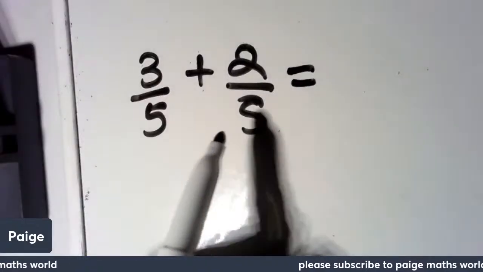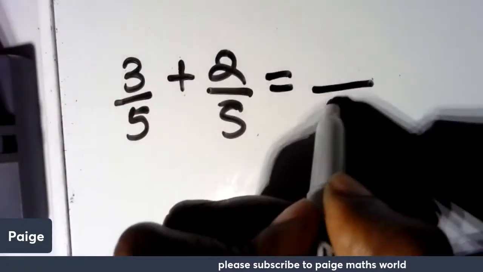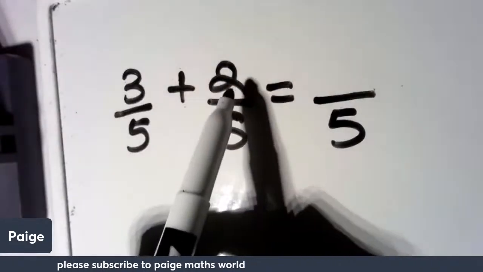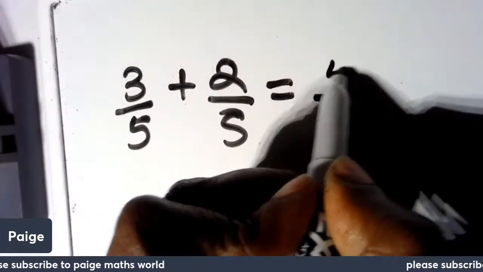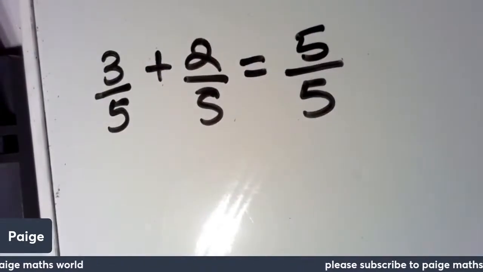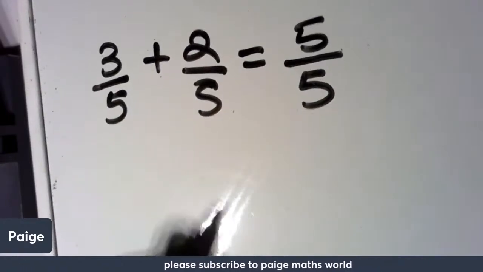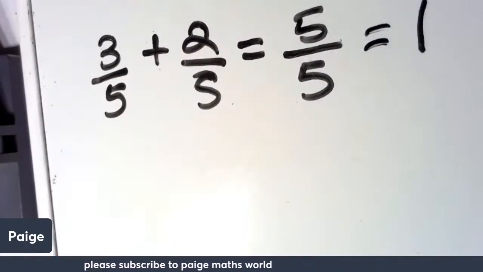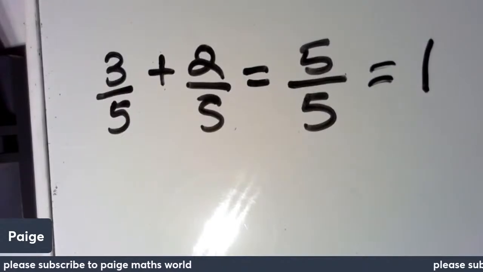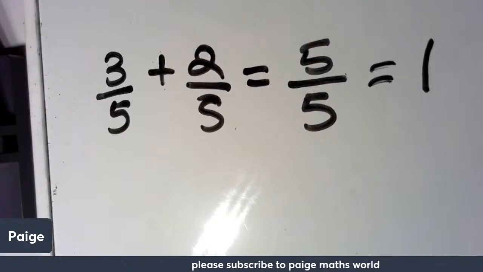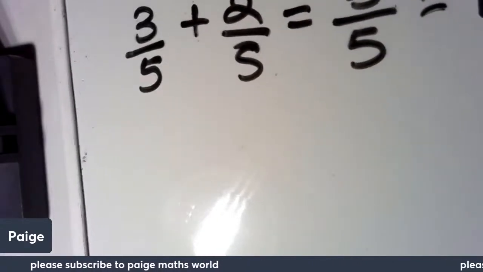All right, so when it's the same denominator, again, your answer has to have that denominator, right? The only thing you're going to do is add the numerators. So 3 plus 2 is 5. So there you go, 5/5. And we can simplify this. So 5 divided by 5 is 1. And so our answer is 1. All right, so good job, Nika. Good job, Raymond.